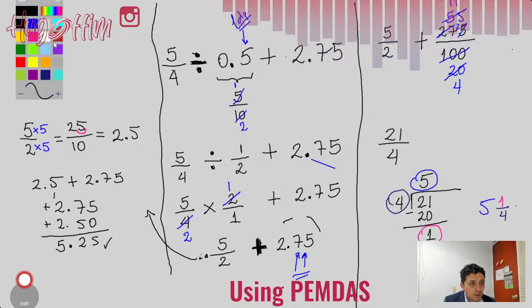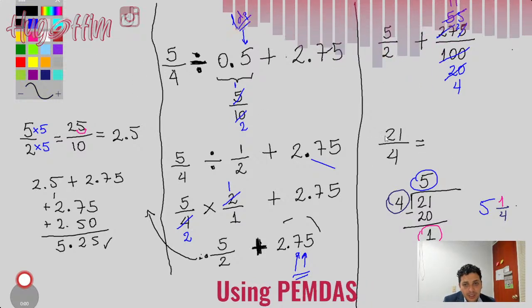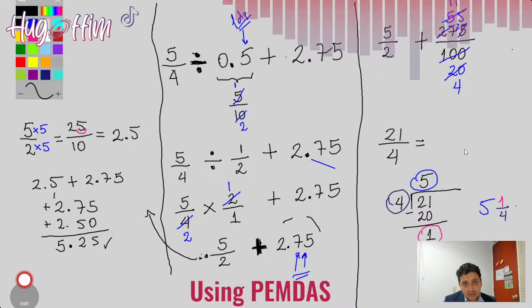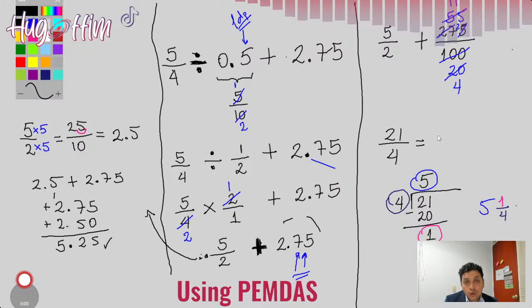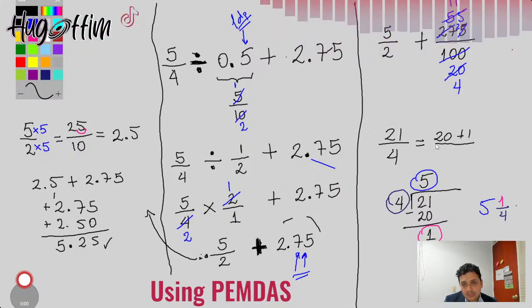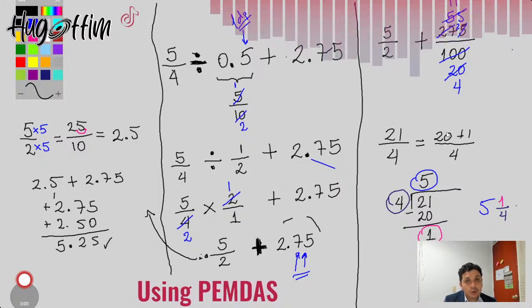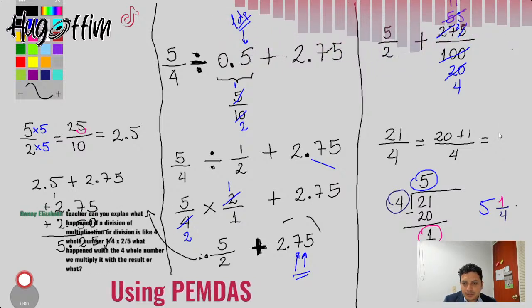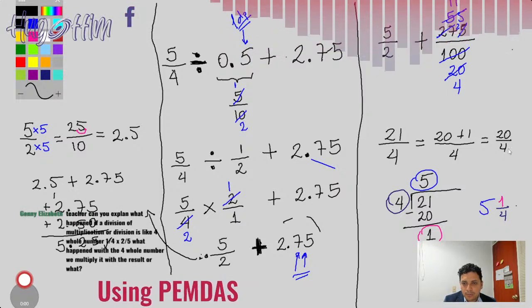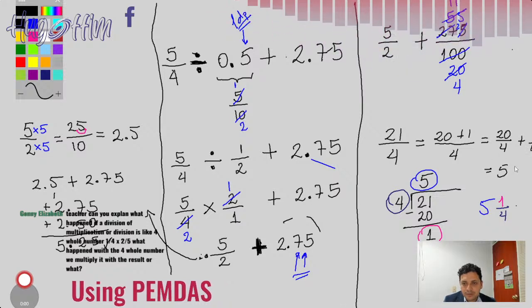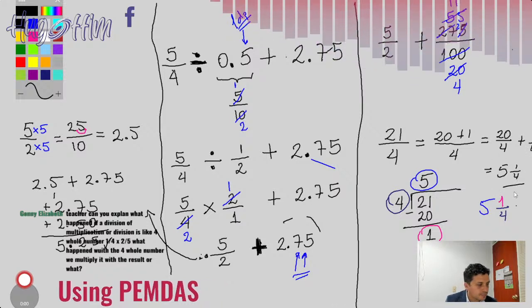Now, let's say that you don't want to divide. You can rewrite 21 in terms of a multiple of 4 adding another number. 21 is 20 plus 1. 20 is a multiple of 4. So I can rewrite 20/4 plus 1/4. 20/4 is 5. 5 and 1/4. Option 2.